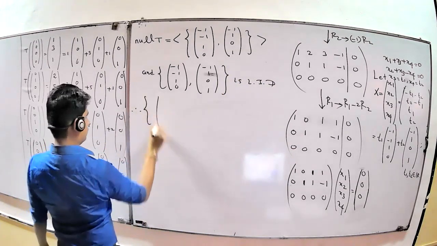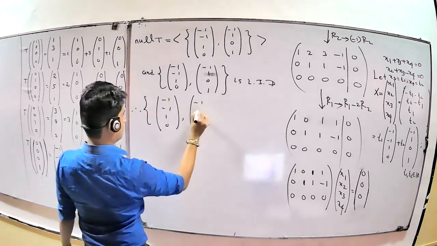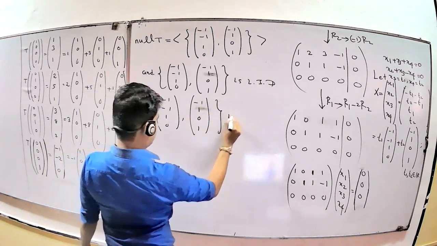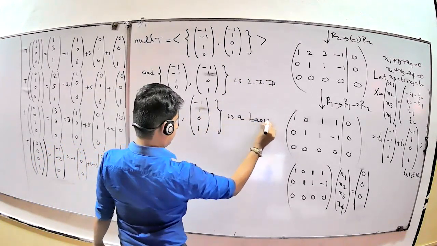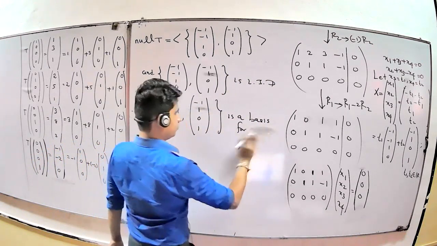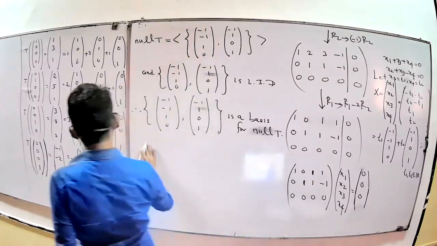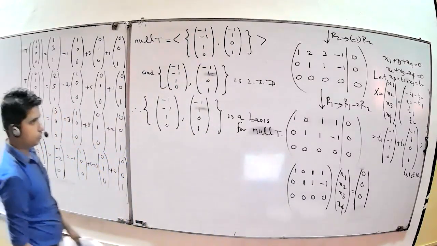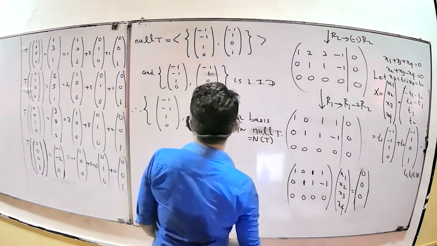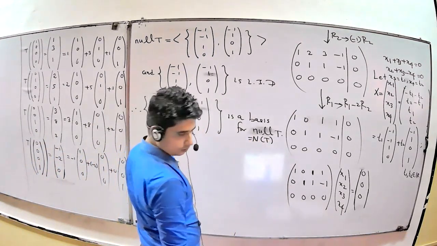Therefore, it's null of T. Okay, null T. Some books denote null T by N of T, capital N T.